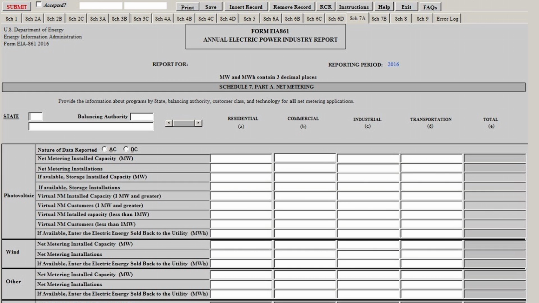PV net metered systems must select either AC or DC for their solar capacity rating, and if available, report any associated storage capacity and installations. Also to be reported under PV are 2 sections for virtual net metering. One for virtual net metering programs utilizing assets from facilities with a capacity 1 megawatt or greater, and one for facilities with a capacity less than 1 megawatt.